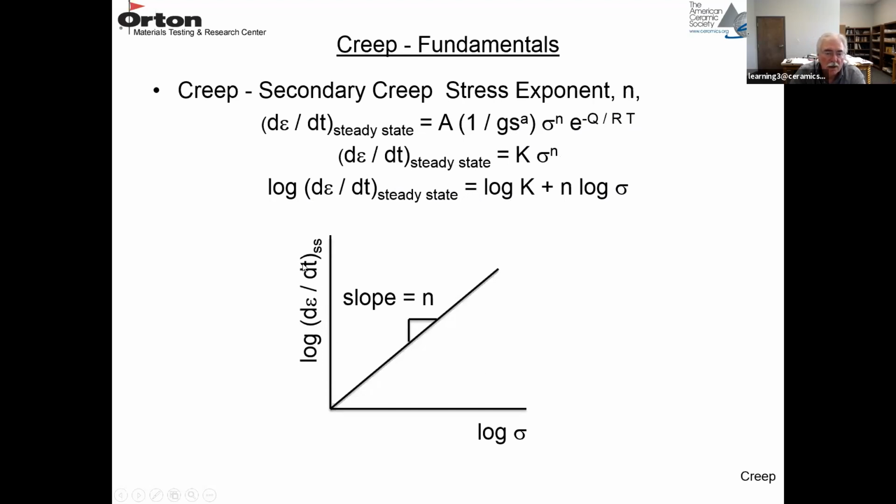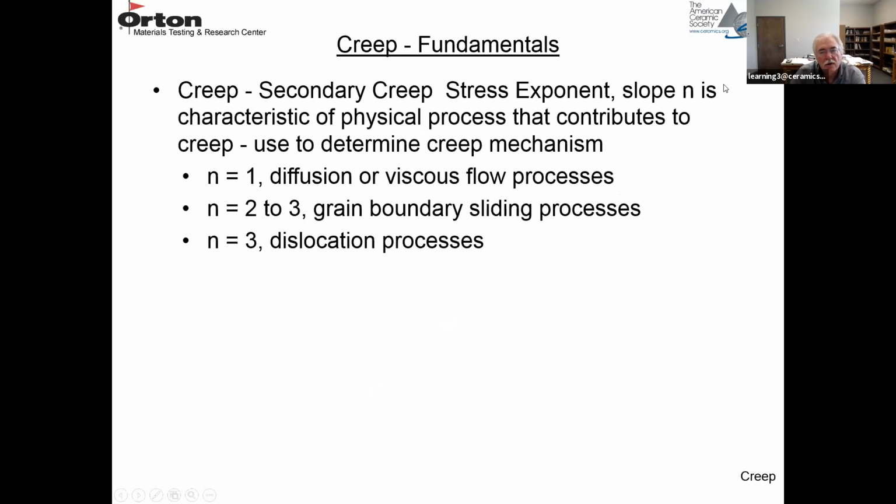So the log of the strain rate plotted against the log of the stress is this type of plot. The slope, this value n, is the slope. So you can run this kind of experiment, measure creep at various stresses, and come up with the stress exponent n. So n is important because n tells you what the physical process is that's causing creep of that particular refractory material. There's all types of models that you can derive that have different n values.